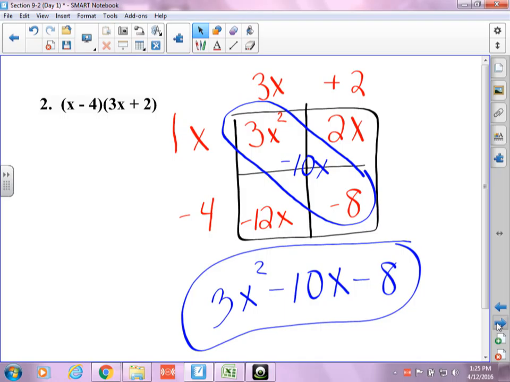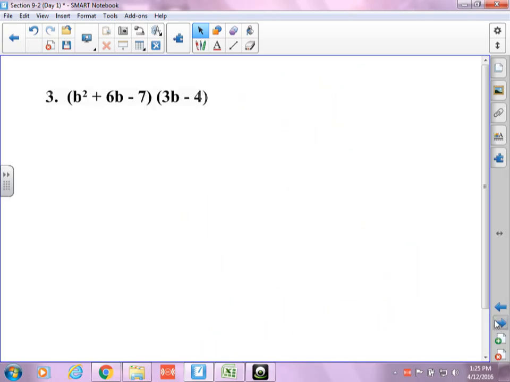So this method works both ways. That's what's so nice about it. All right, let's look at the next one. The first polynomial has how many terms? 3. The second polynomial has how many terms? 2. So I'm going to do this wrong, right?